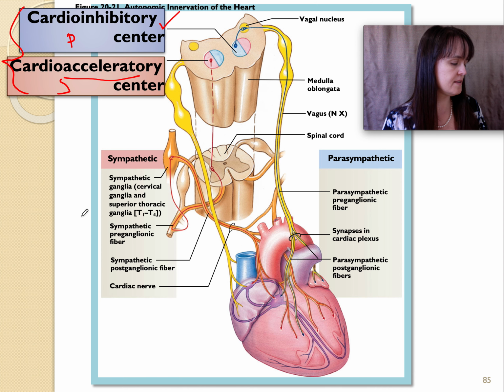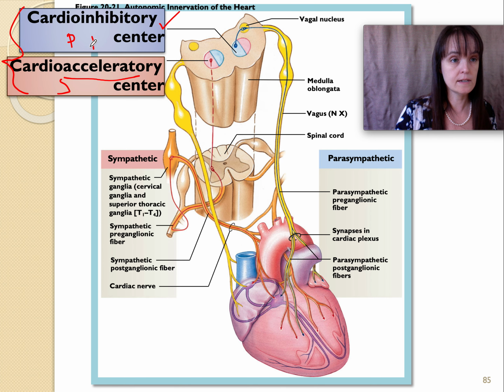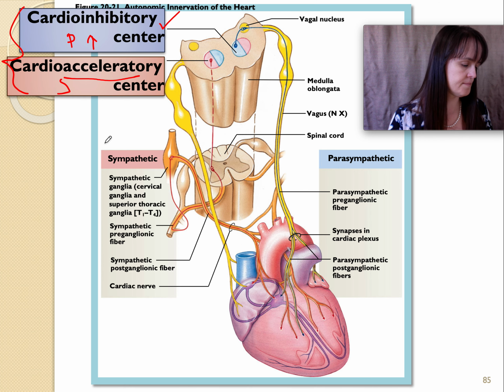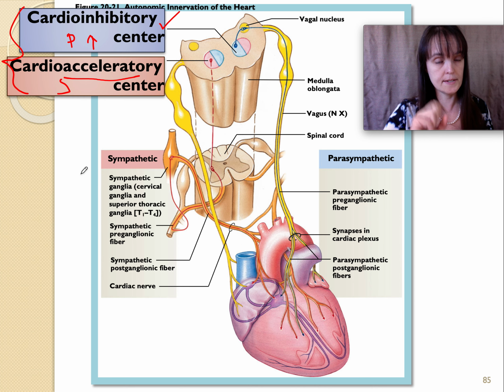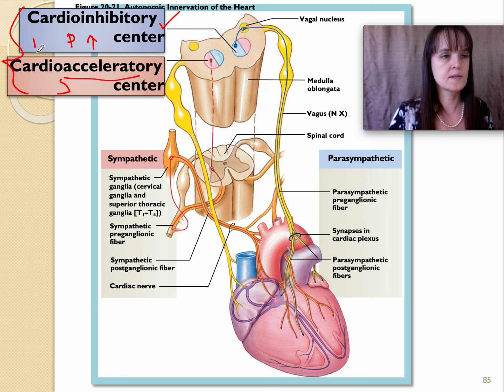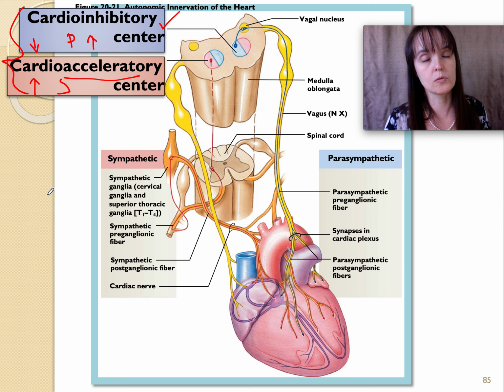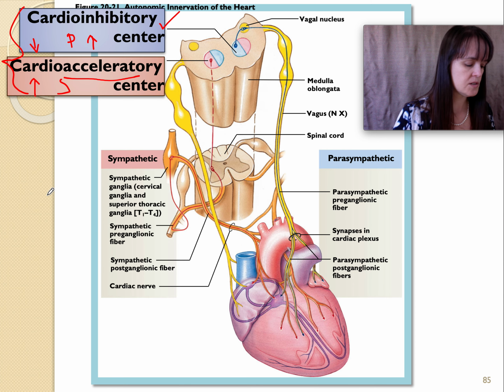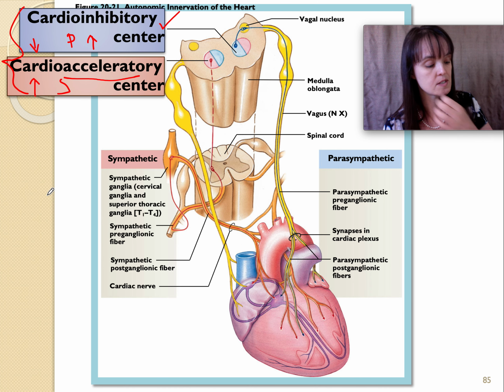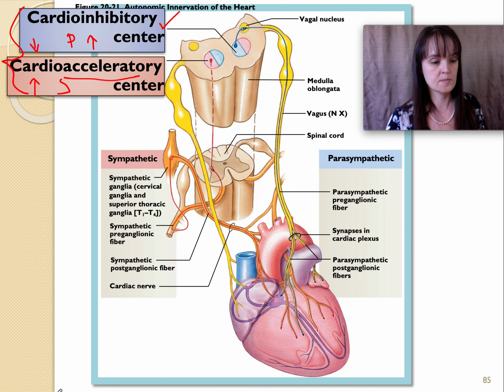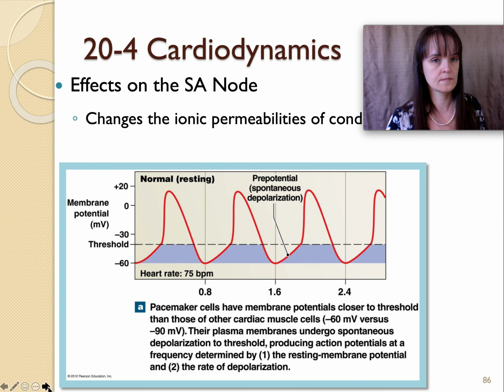Okay. In a healthy heart, you can decrease the heart rate by increasing the cardio-inhibitory center, increasing parasympathetic. You can decrease heart rate two ways: you can decrease the parasympathetic, or you can increase the sympathetic, or both. So you can increase heart rate by decreasing parasympathetic or increasing sympathetic. Pacemaker cells. There we go.